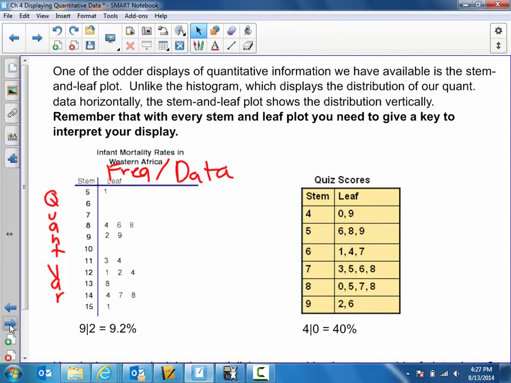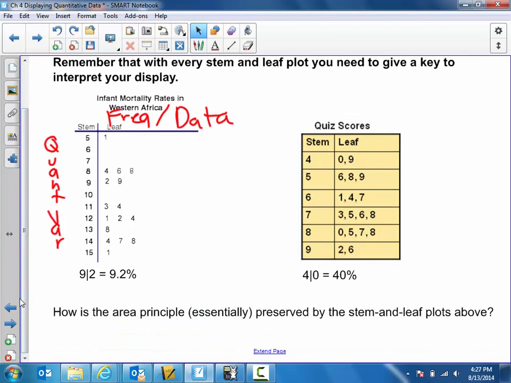The problem is, as you might be able to guess, it's harder to create. It takes more time. And stem and leaf plots, you might see them maybe a tenth of the time that you would see a histogram in this class. That's especially true in second semester. Histograms are the go-to way of representing quantitative information, and bar charts are the go-to way for representing qualitative information.